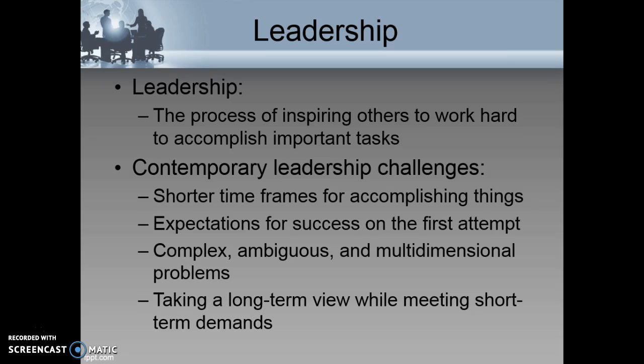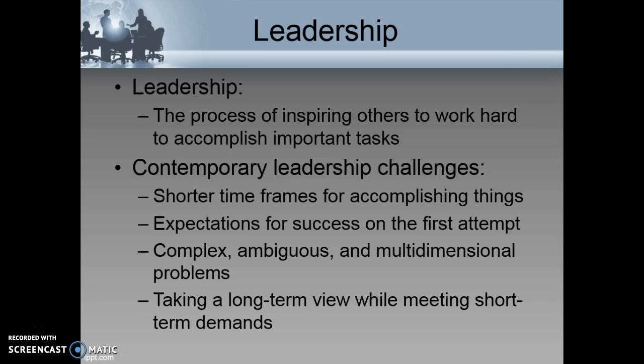And in today's business world, there are a number of challenges that present themselves to managers when trying to lead their employees. The first is that more and more time frames are expected to be shorter and shorter. Work needs to get done yesterday, and this makes it difficult for managers to motivate their employees to work so quick. Secondly, the expectation now is that we have success on the very first attempt, which again puts a lot more pressure on managers to make sure they get it right the first time. There's less and less opportunity for a second and third try.